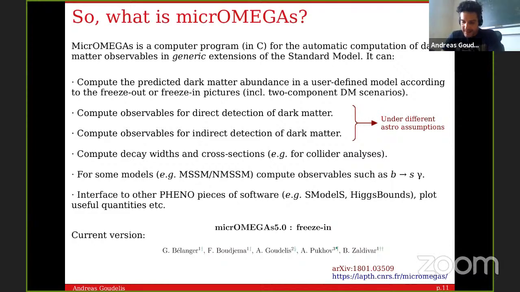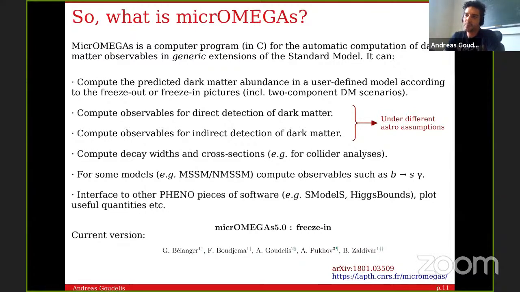So what is micrOMEGAs? In one sentence, micrOMEGAs is a computer program written in C for the automatic computation of dark matter observables in generic extensions of the standard model. It can do many things: compute the predicted dark matter abundance in a user-defined model according to the freeze-out or freeze-in pictures, including, by the way, as of relatively recently, 2-component dark matter scenarios, since a few years, actually. It can compute observables for direct detection of dark matter and indirect detection of dark matter under varying astrophysical assumptions. So you can play around with the astrophysical assumptions.